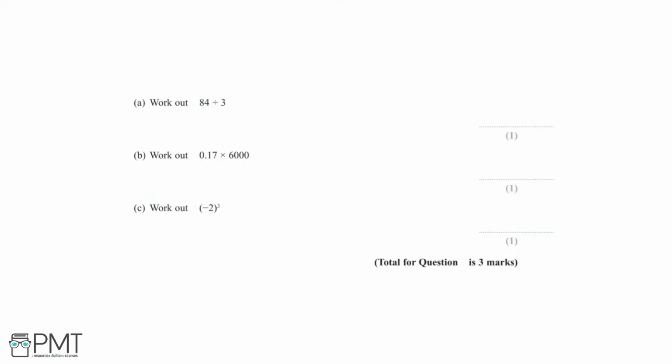In part A, we need to work out the value of 84 divided by 3, which we can do using the bus stop method. Well, how many 3's go into 8? We have 3, and we have 6, but we don't have 9 because 9 is bigger than 8. So 3 goes into 8 2 times, with a remainder of 2. And now you need to see how many 3's go into 24, and that's equal to 8. And so we found that 84 divided by 3 is equal to 28.